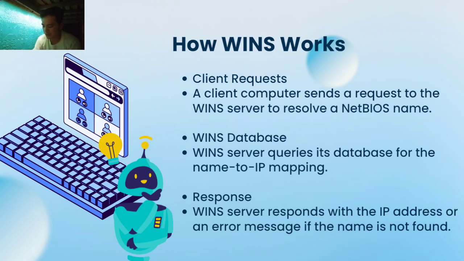When a computer starts up, it registers its NetBIOS name with the WINS server, which stores this name along with the computer's IP address. When a computer on the network needs to communicate with another by name, computer 1 for example, it sends a request to the WINS server. The WINS server then responds with the correct IP address associated with that NetBIOS name. When a computer shuts down, it informs the WINS server to release its name so the server can remove it from its database.